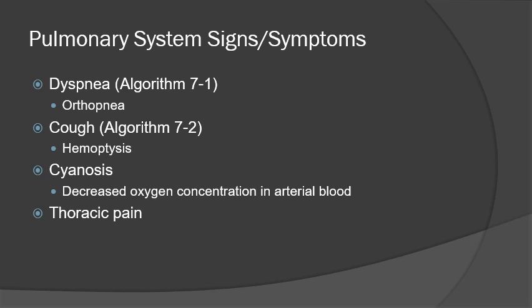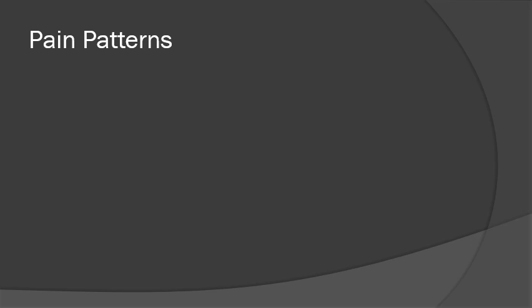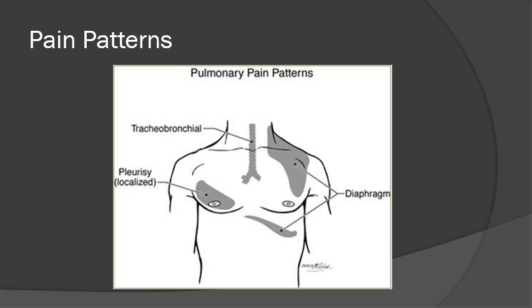Thoracic pain. So thoracic pain would be another issue related to the pulmonary system. That would be an important symptom to note as you're going through your assessment. So your pain patterns, you can see here where various areas of the pulmonary system would refer pain to, so you can make note here. Again, note any coughing, wheezing, sore throat that the person would have as well.